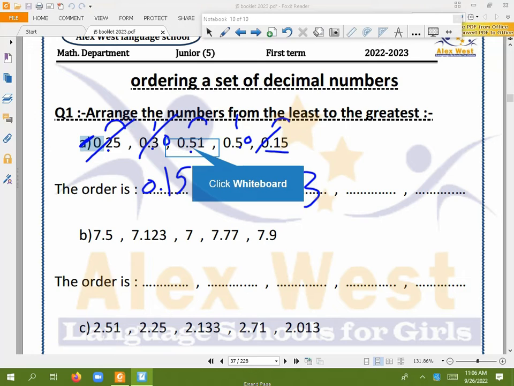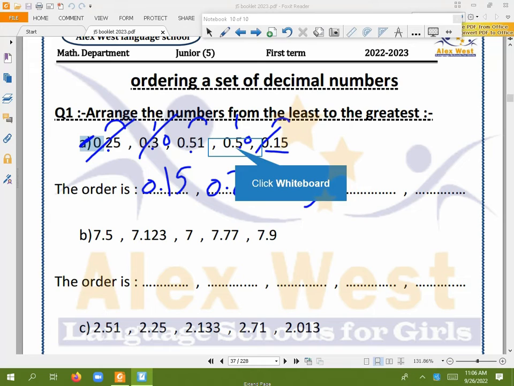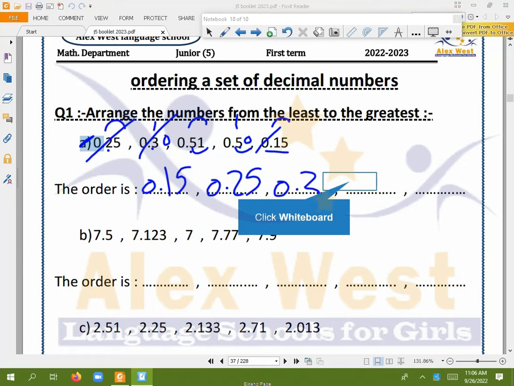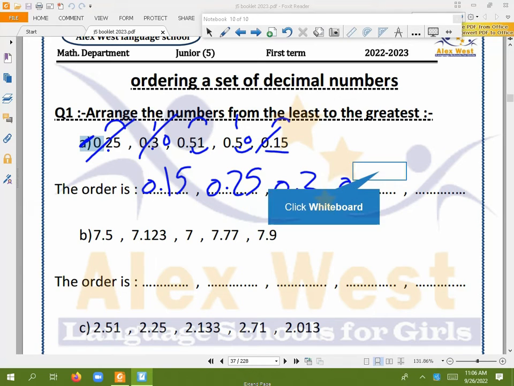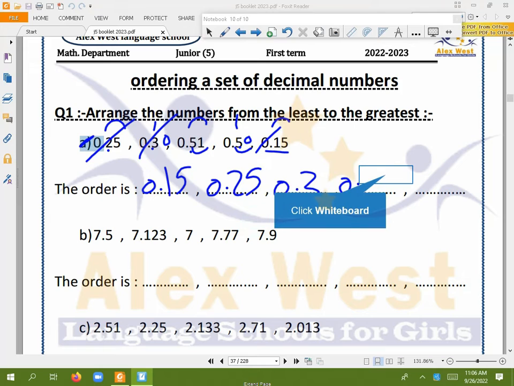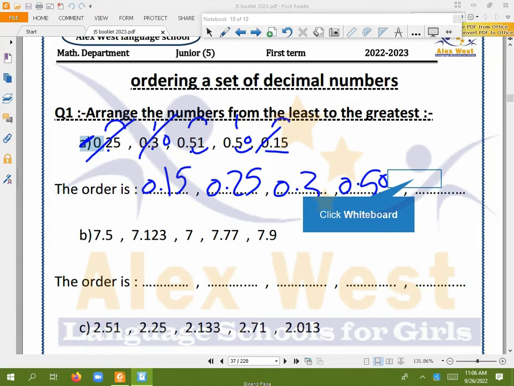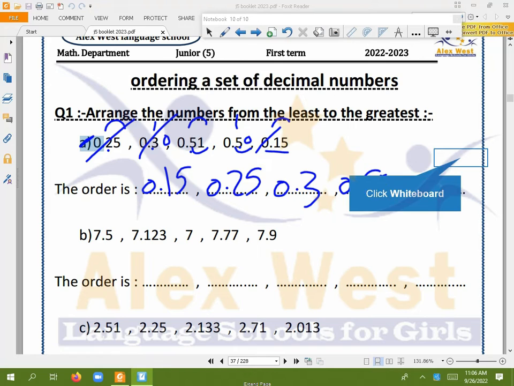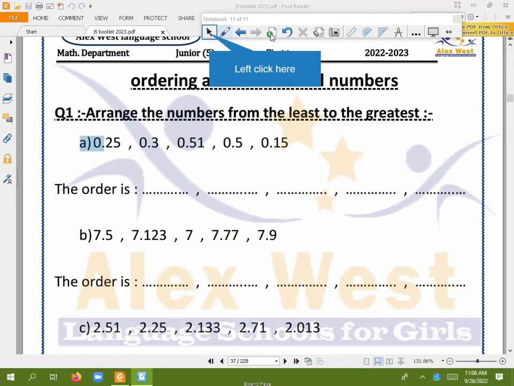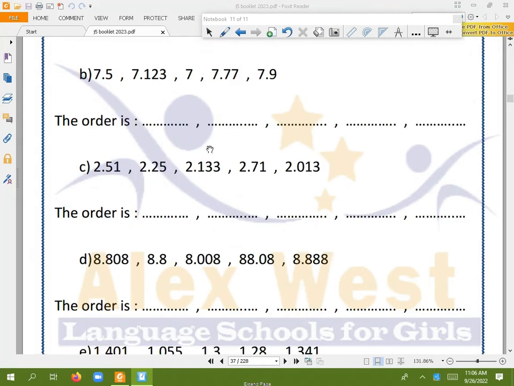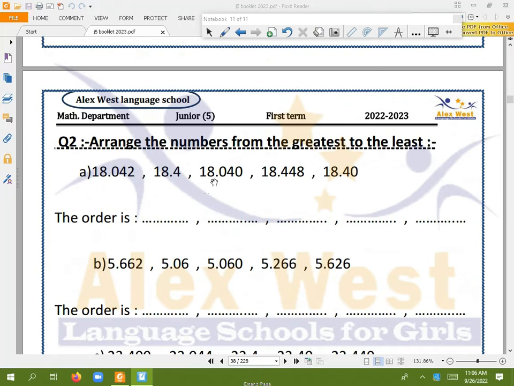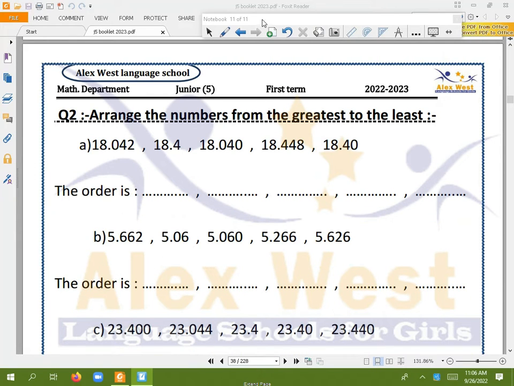And then the remainder is 2 numbers, comparing between the two of them. We have 51 and 50. So write 0.50 less than 0.51. And now, how can we arrange from the greatest to the smallest?